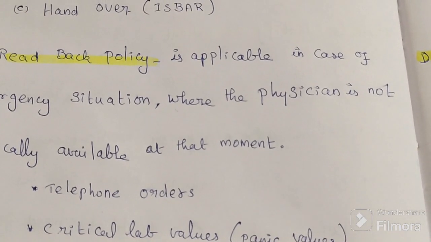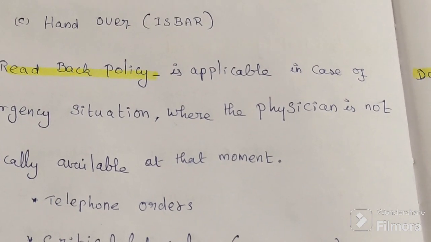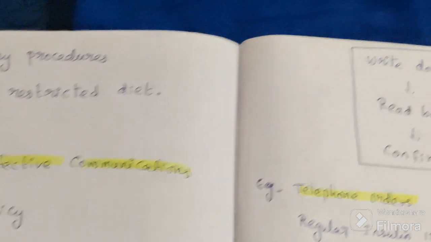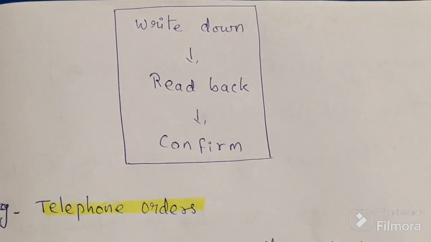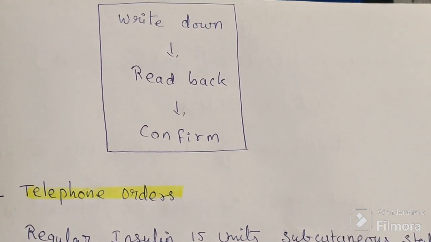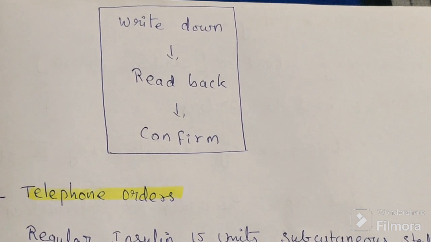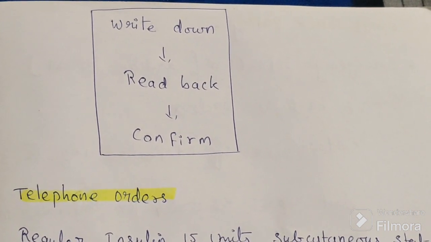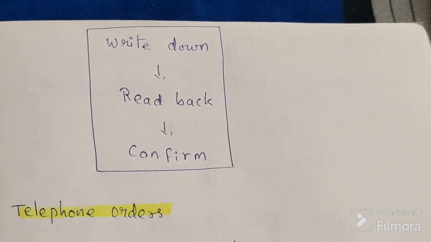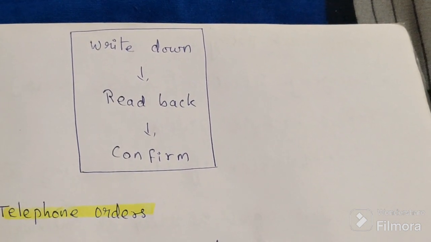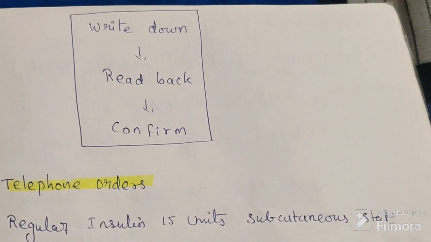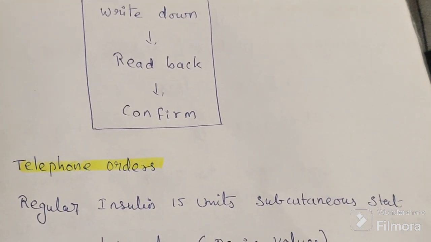So what do you do whenever you receive a verbal order through telephone? First step, you have to write down whatever you are listening to through the telephone. Second, read back. You just read back whatever you have written. And the third one is confirmation. While you are reading back what you have written, the person who sent the message has to confirm whether it is right or wrong. Let's see with an example. First one is the telephone order.